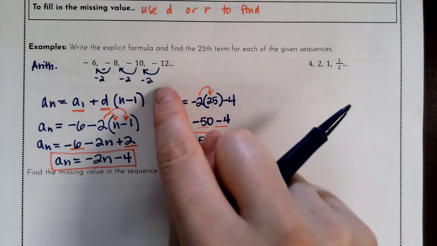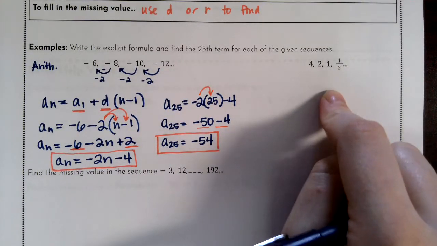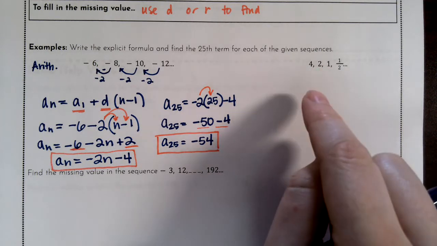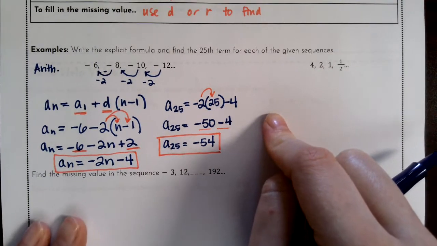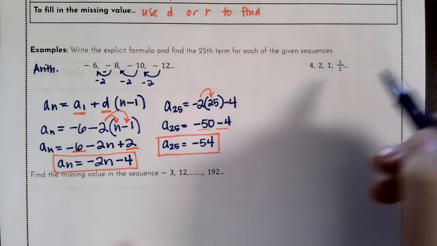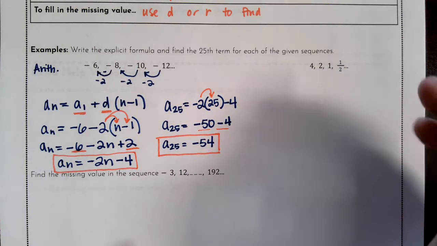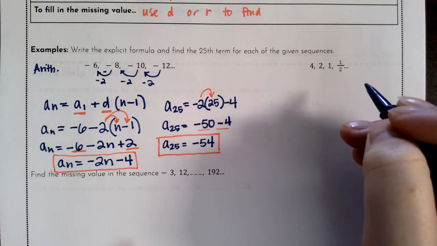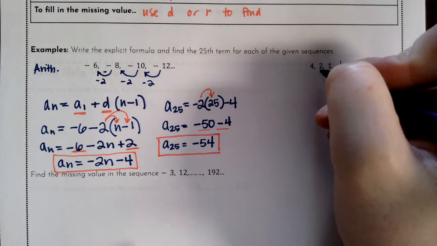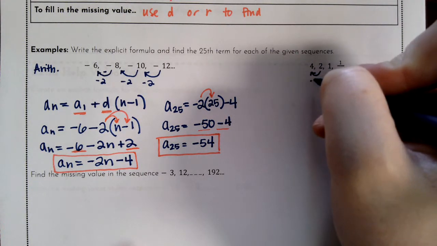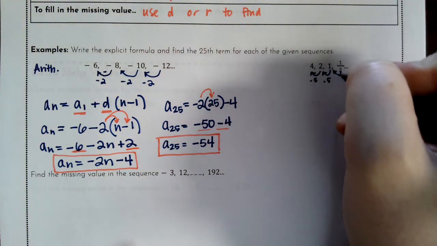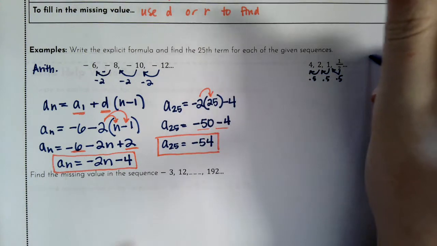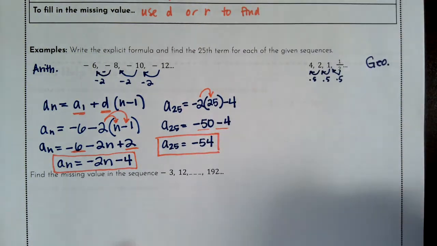So now we're going to do that again, but for this one. If you want to pause it and try it on your own and then see me go through it, you can do that. Otherwise, let's just go through it. This one, since there's a fraction there, I think that it's probably geometric because we're probably multiplying or dividing. And so 2 divided by 4 is 0.5, 1 divided by 2 is 0.5, 1/2 divided by 1 is 0.5. So we are multiplying, so it's geometric.